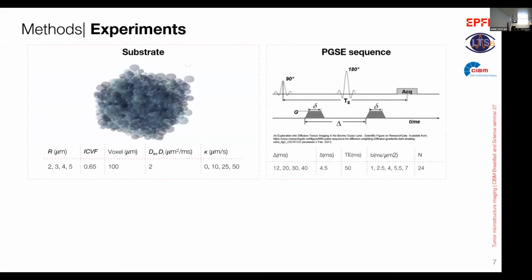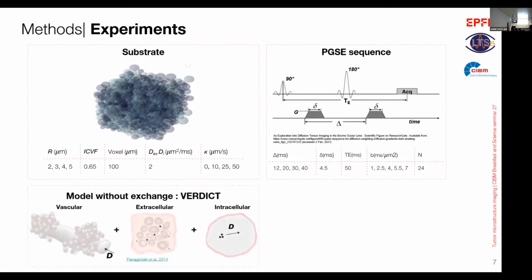Then we did a gradient sequence. In our case, we use 4 diffusion times and 6 p-values up to 7 here. So these are a bit more technical, but not that interesting now.